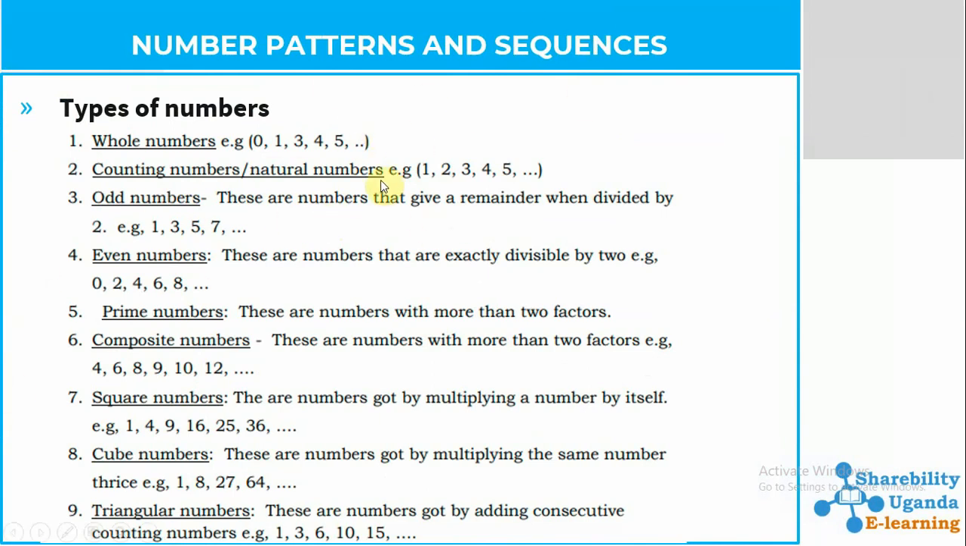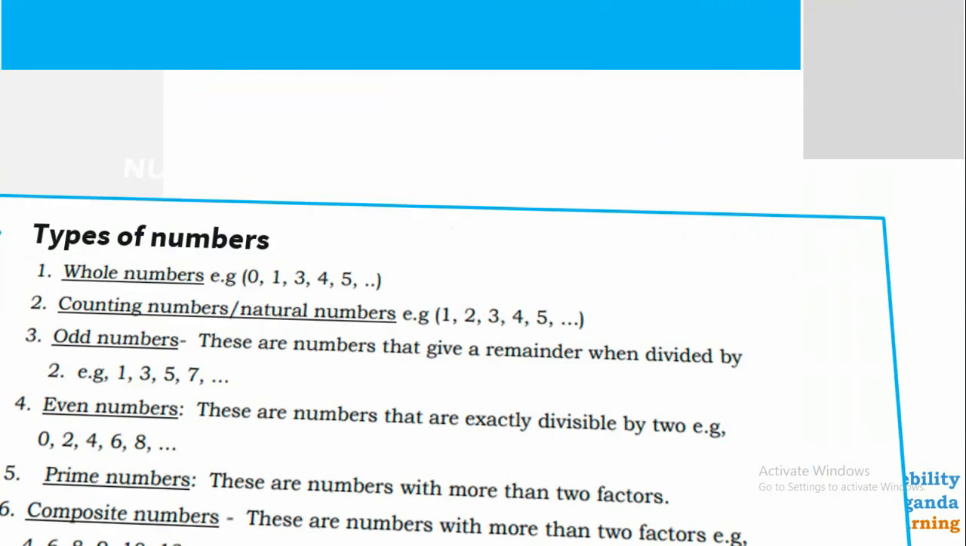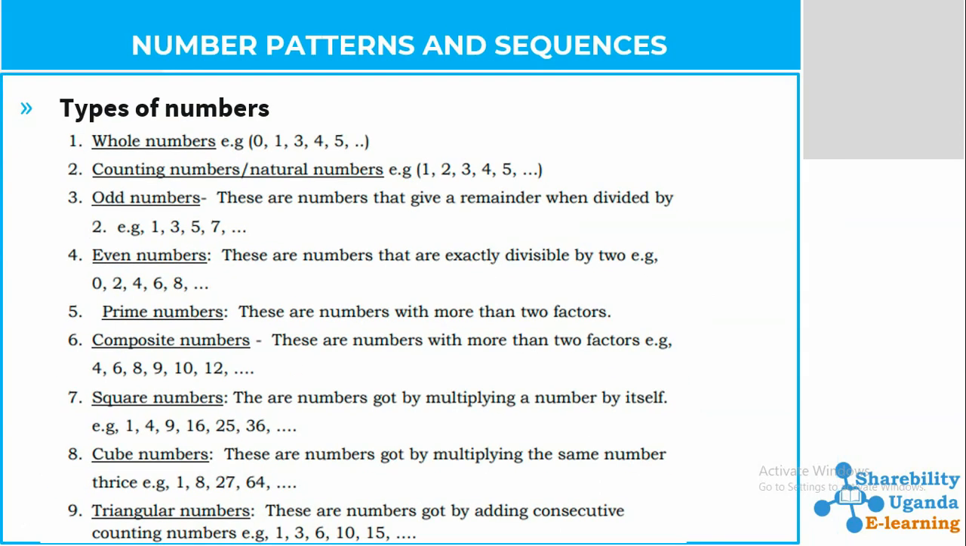Alright, so we have the various categories or types of numbers, and we shall start with whole numbers. They are all over and they are very many. So we shall start with what we call whole numbers. What are these whole numbers?